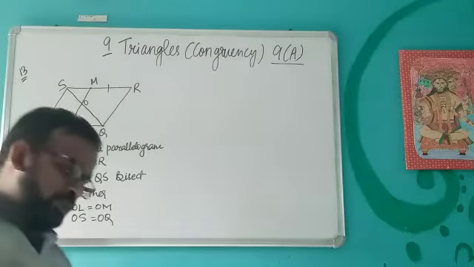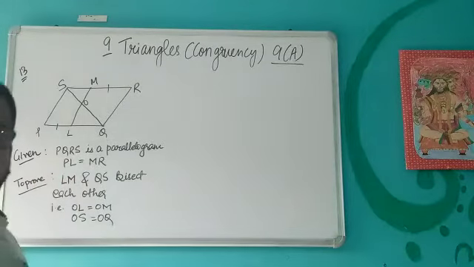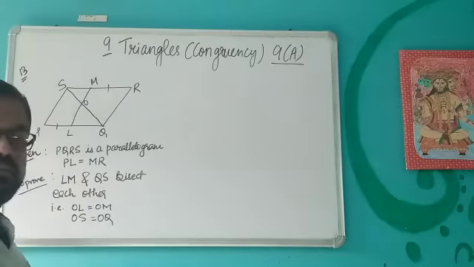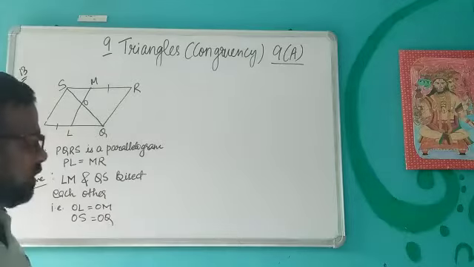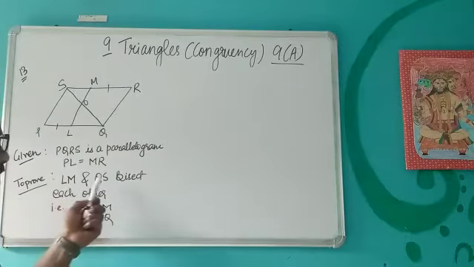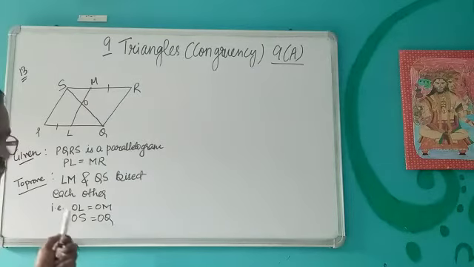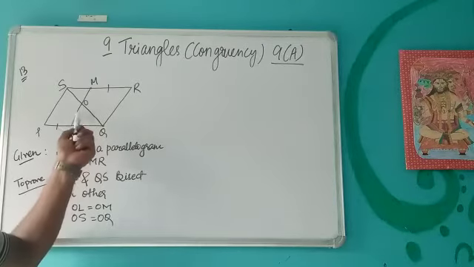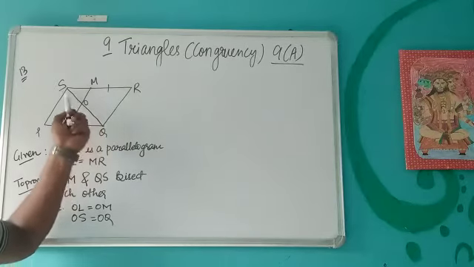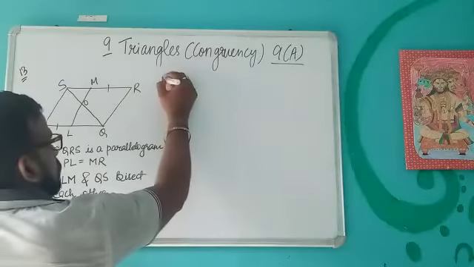Okay, so in question number 13, it is given that PQRS is a parallelogram. So we will use the properties of parallelogram. Then PL is equal to MR is given. And what we have to prove, LM and QS bisect each other. So let them intersect each other at point O. Bisect each other means, like we have done in question number 9, we have to prove that OL is equal to OM and OS equal to OQ. So let's start the proof.